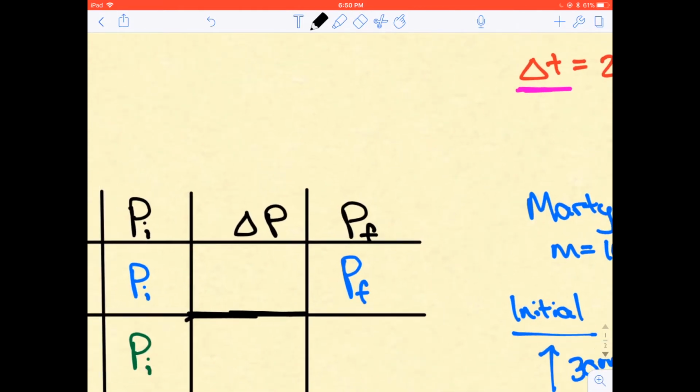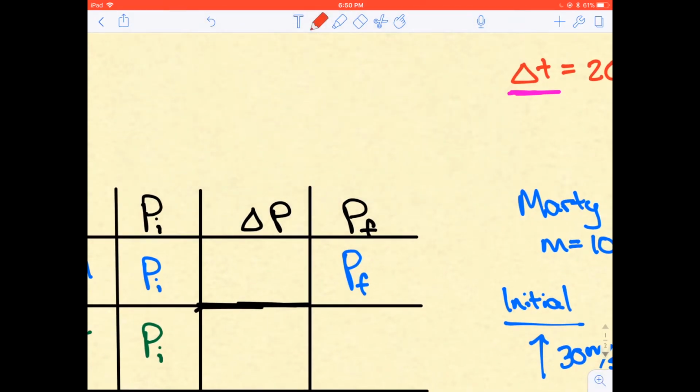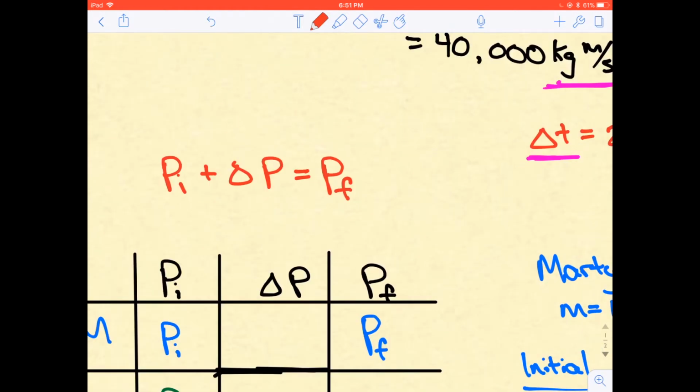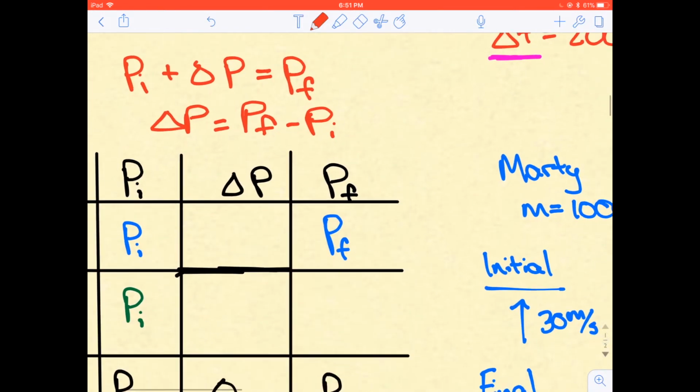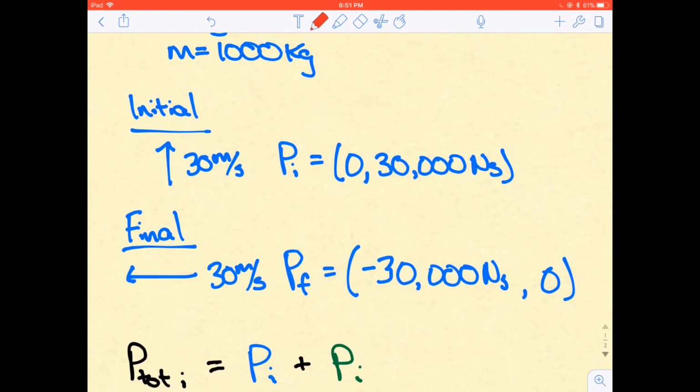The basic equation, sorry, I should have written this from the beginning: the initial momentum plus the delta momentum, or the change in momentum, is the final momentum. If you rewrite this, the change in momentum is equal to the final minus the initial. So, since we already have the coordinates, let's just do that.